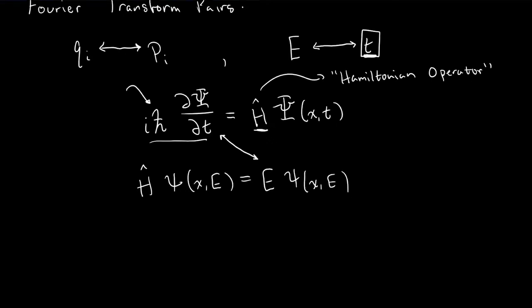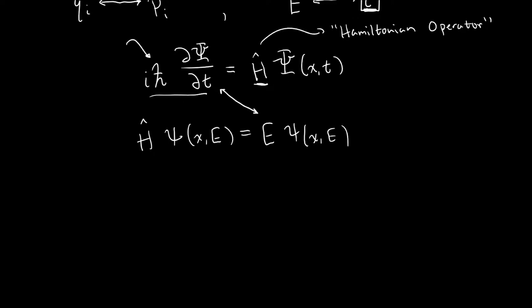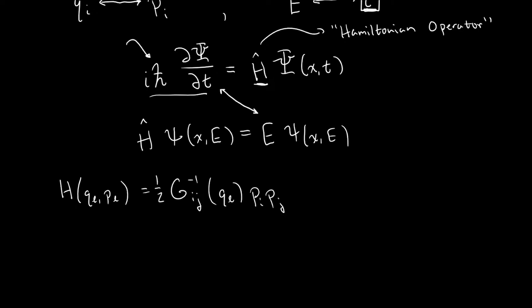Okay, something that I briefly said last time, which I want to talk about a little bit more, is that essentially what we do to find this Hamiltonian operator, we take the classical Hamiltonian, and we upgrade all of our canonical momenta and canonical coordinates to their operator forms. If you recall, if I have a conservative system in classical mechanics, I can write this as 1/2 times the g inverse object, which is a function of my coordinates, p_i p_j, plus u of q_l.